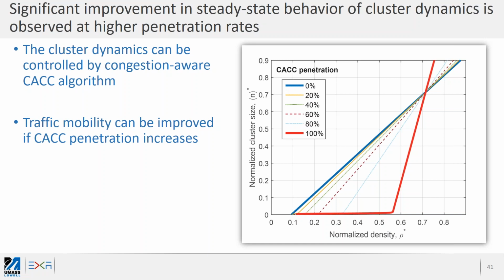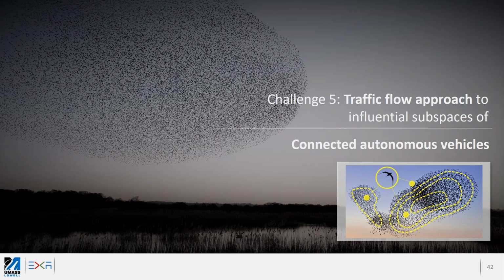Okay, so we can talk about these different mixes, but we will now move on to challenge 5, which is the notion of influential subspaces in a connected autonomous vehicle. And I think this is one that everyone most easily relates with because it shows the level of control that a single individual can have on the traffic jam. So let's have a look at this.